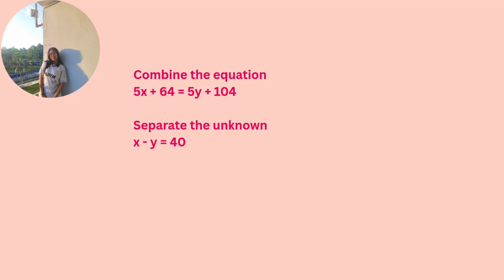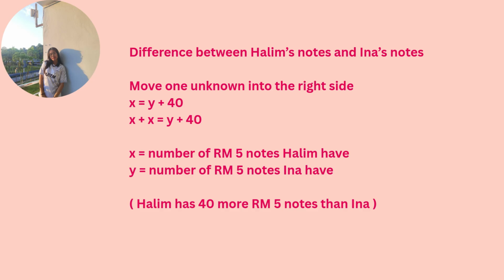Now, the question is how much of a difference of notes both Halim and Ina had. Then you may drag one of the unknown into one side. It's either x or y in order to find out the difference that they had. I would drag y to the right side in order to find out how much Halim had. X will be representing a number of notes of 5 ringgit that Halim had. Therefore, x equals to y plus 40.